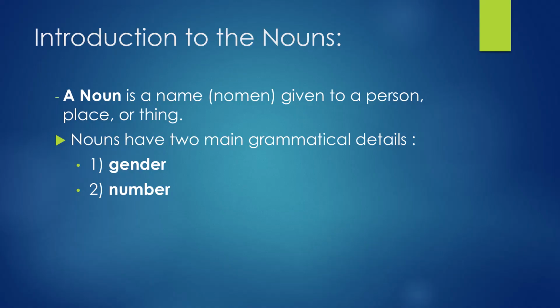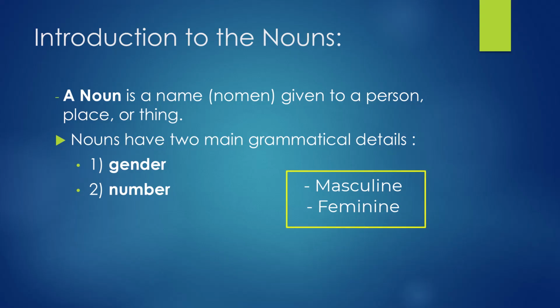In Hebrew, every noun is either masculine or feminine. There are two genders in Hebrew: masculine and feminine. So every noun is going to be masculine or feminine, even if it's not male or female in real life. Let me explain a bit on that.